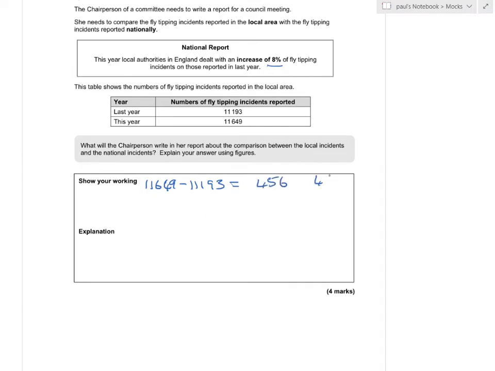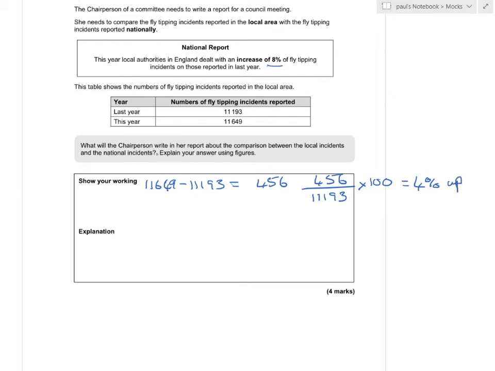So 456 over the original amount, which was 11193, times by 100. So 456 divided by 11193 times by 100 is 4.07%. We'll call it 4%. 4% up.